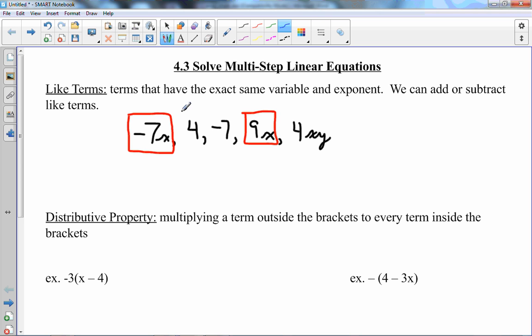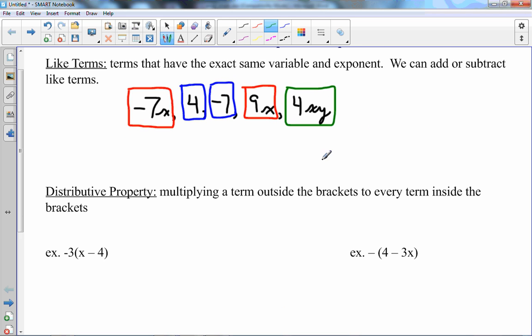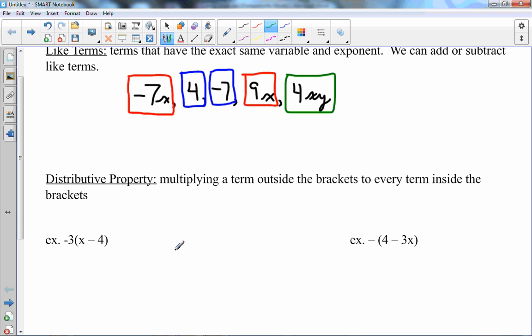Now, the other pair of like terms is positive 4 and negative 7 because they're both just numbers or constants. So those are like terms in blue, these are like terms in red, and this guy here is on his own, 4xy. Okay? So that was one thing you learned in grade 9.